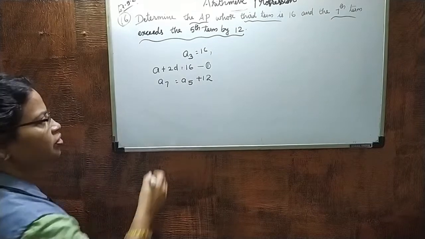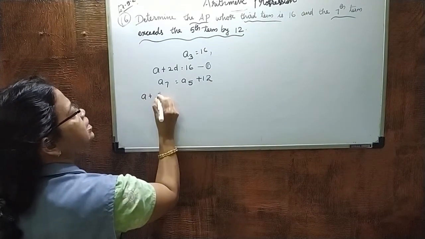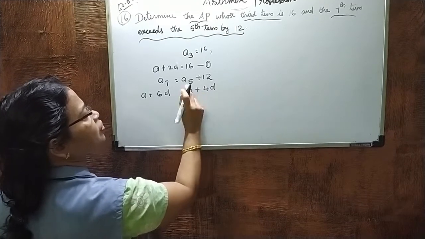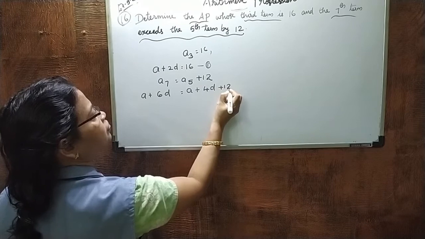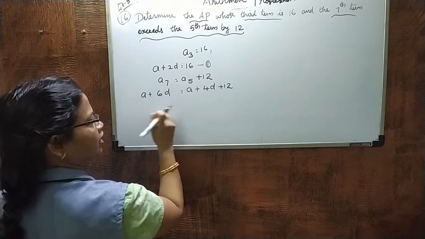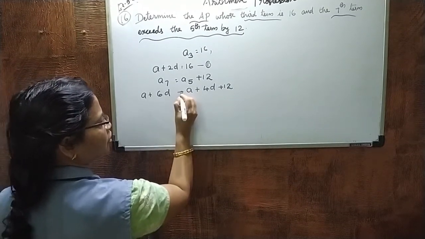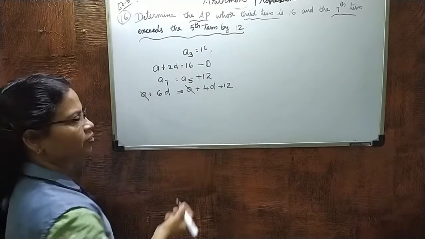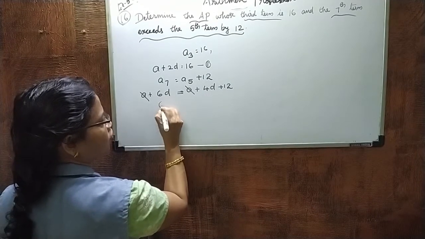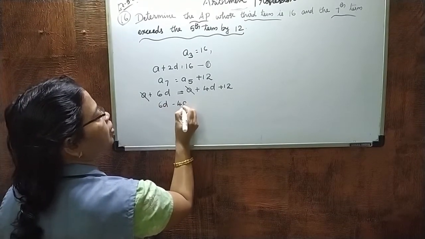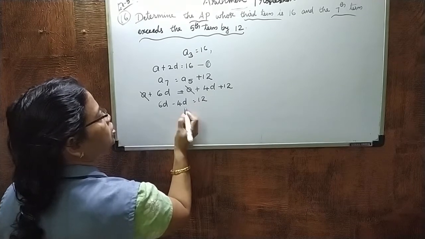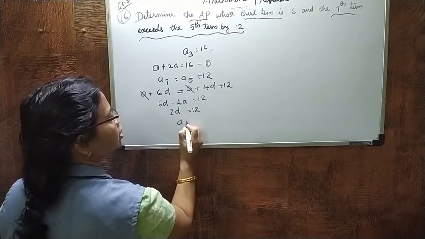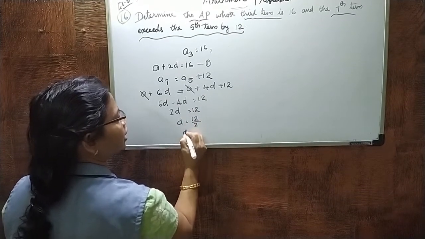Just expand it. A7 means A plus 6D equals A5, which means A plus 4D, plus 12. Right? Now, the A is there on both sides of the equal sign with the same sign, so we can cancel A. Now, take this 4D to this side. It will be 6D minus 4D equals 12. So, 2D equals 12. D is equal to 12 by 2. We will get the answer 6.